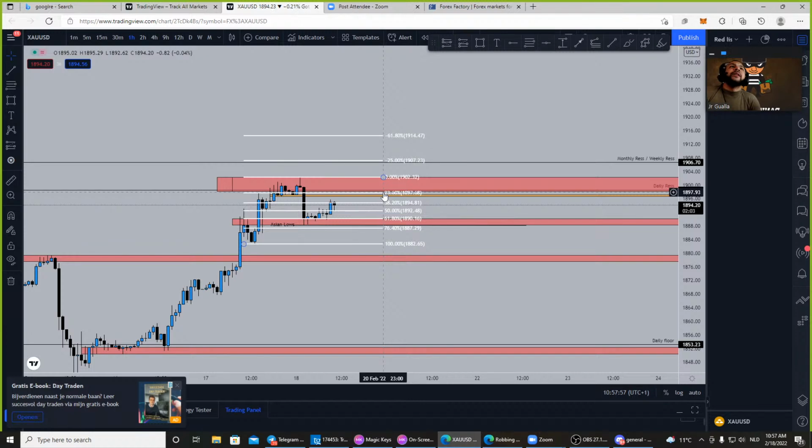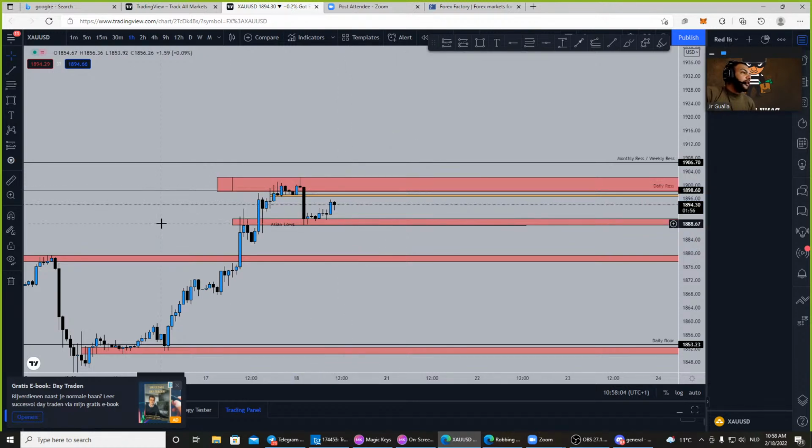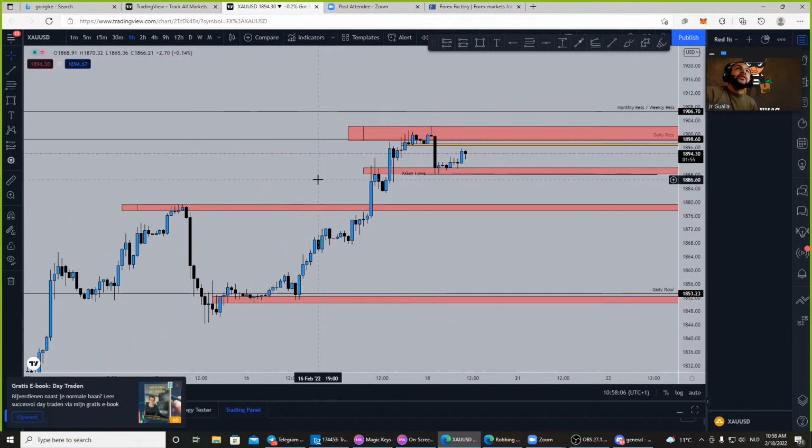Had a good buy from 1893, but moved my stop loss to break even too soon. Send a chart. I can help you on some scenarios. Do not move your stop loss at break even. 1893. 1890.